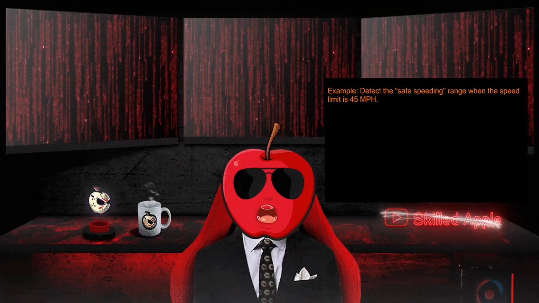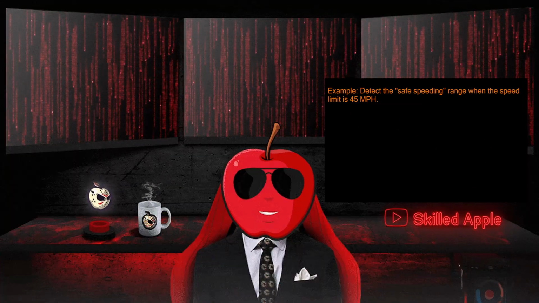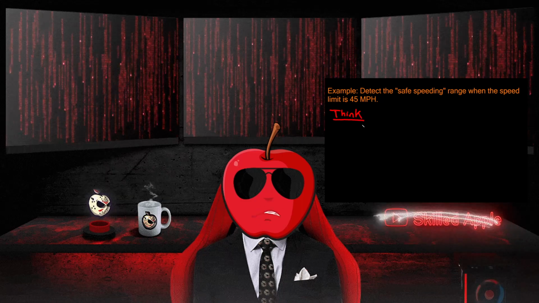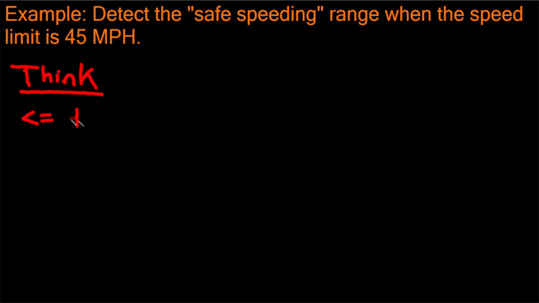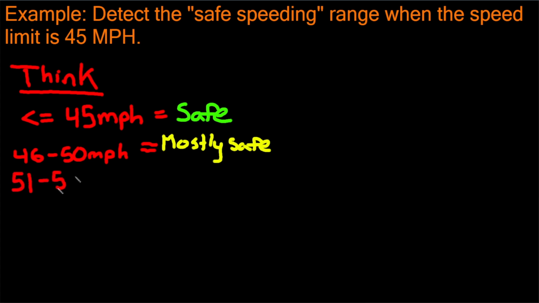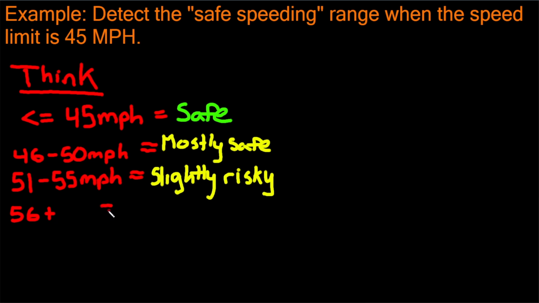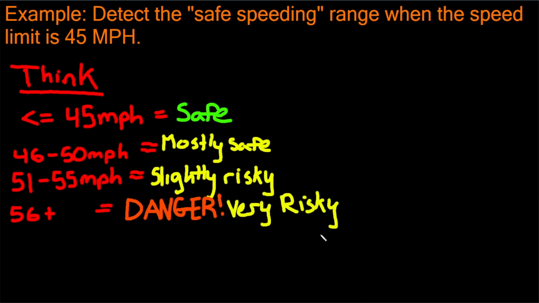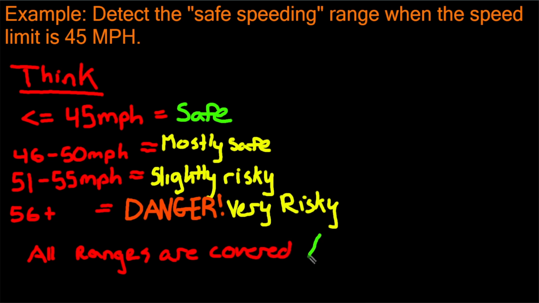The goal here is actually simple. We just want to detect the safe speeding range when the speed limit is 45 miles an hour. So let's think about this. What are we going to need to consider? Less than or equal to 45 miles an hour would be safe. 46 to 50 miles an hour would be mostly safe. 51 to 55 miles an hour is slightly risky. And 56 or more miles an hour, and you're really asking to get pulled over and get a ticket. Very risky. All right, now we have all the ranges considered, so we can check that box off.